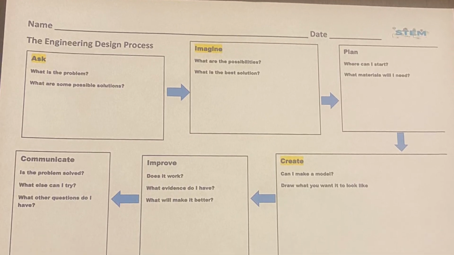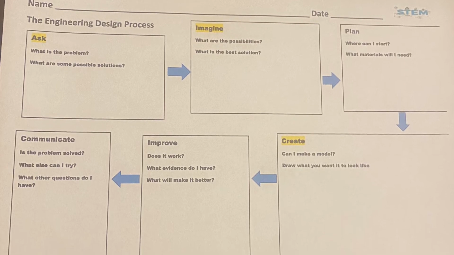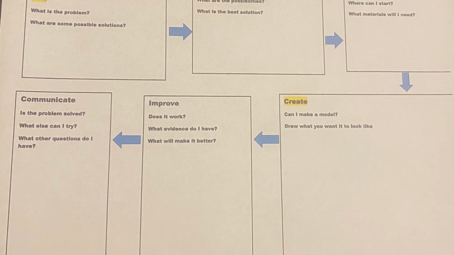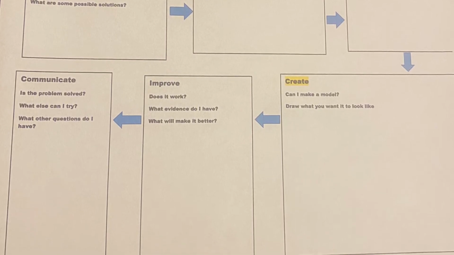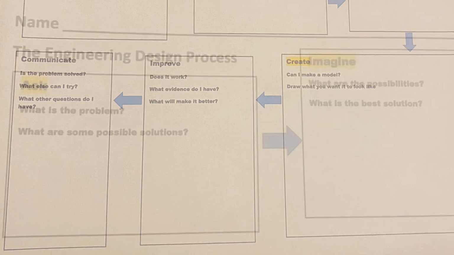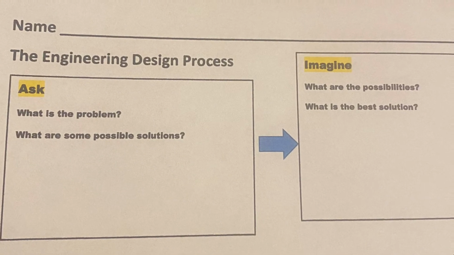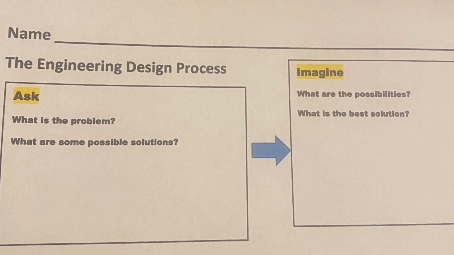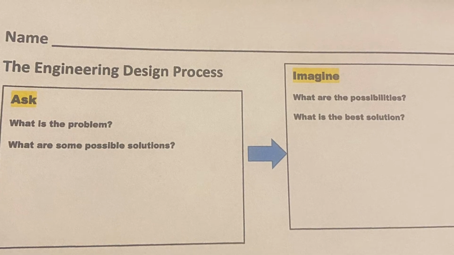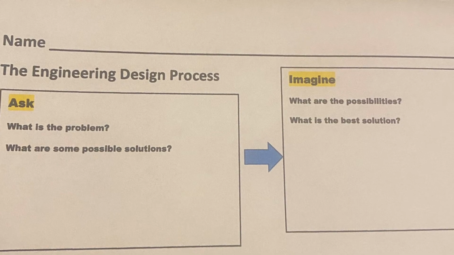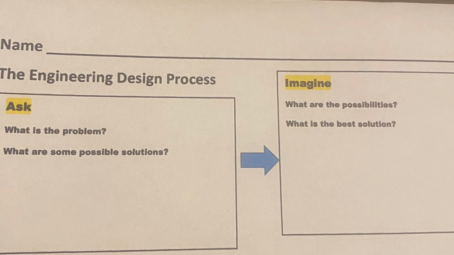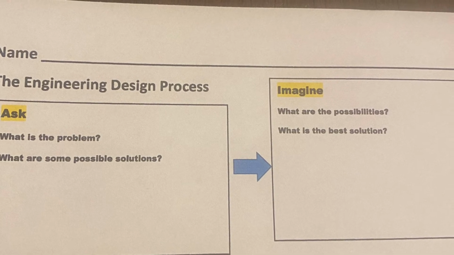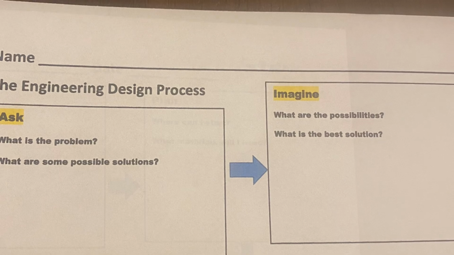Now, students can write this in their STEM journals. They will ask, imagine, plan, create, improve, and communicate with their team members. So when I look at the lesson, under the Ask section, it asks what the challenge is. Students will write down what they're being asked to do. In the Imagine section, what are the possibilities? They'll write some things down, some ideas, and what could be the best solution.